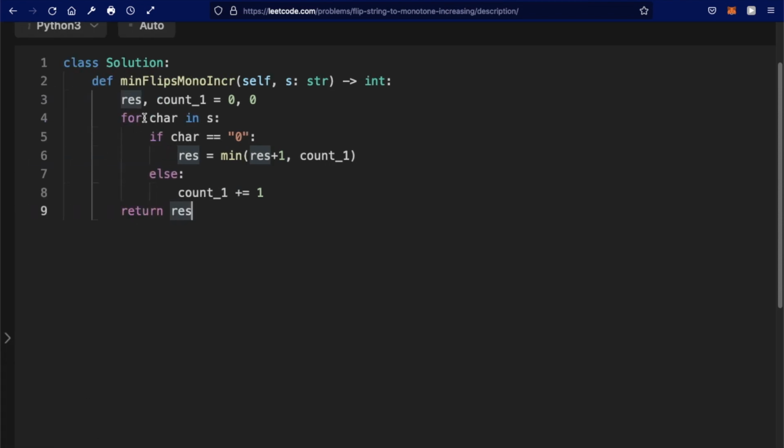Okay, yeah. So I keep track of a result and the number of ones, which I called count1. And I have a for loop which goes through each of the characters. So if the character is equal to 0, then in that case, I either convert that 0 to a 1, or I convert all the ones to a 0. So whatever the minimum cost is, that is what I am choosing, okay? Now, if this is not the case, it means it's a 1, so I just increment the count by 1. And in the ending, I just return the result. Okay, so if you submit the solution, it is going to get accepted.